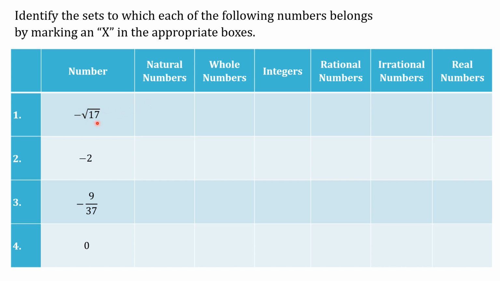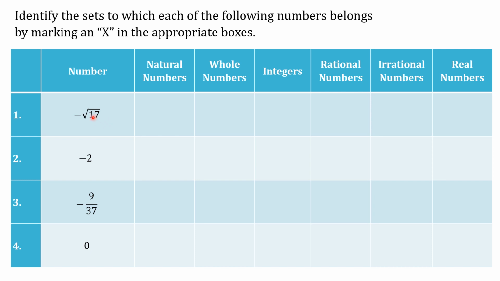All right, so we're just going to look at the number and then we're going to say, okay, well, what type of number is that? And then we're going to go over here and make an X under that box. All right, so negative square root of 17. All right, so this is a radical. We talked about radicals with irrationals. So that's maybe where we're leaning towards, but let's think about it a little bit further.